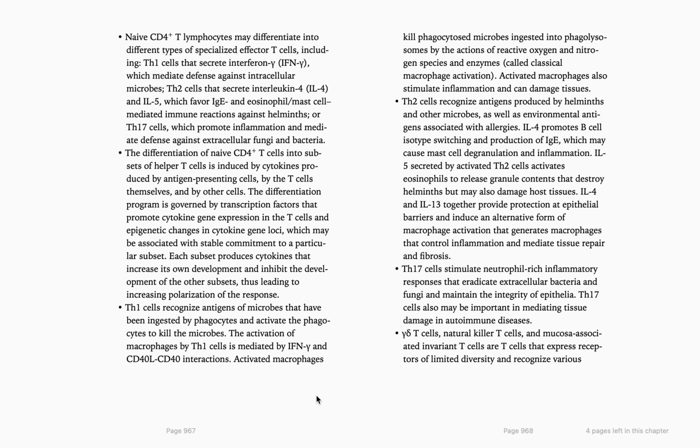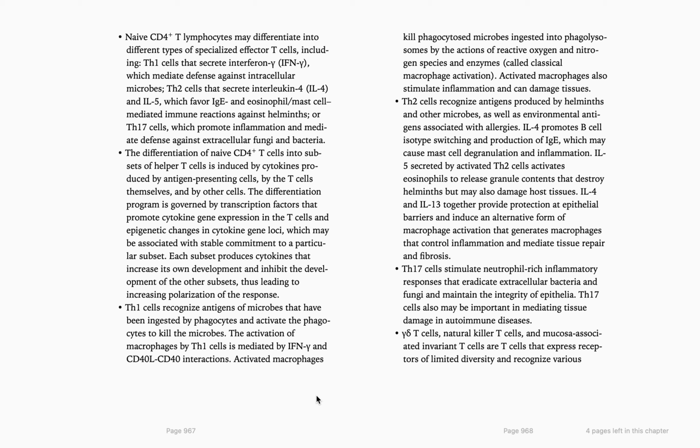Naive CD4 T lymphocytes may differentiate into different types of specialized effector T cells, including T helper 1 cells that secrete interferon gamma, which mediates defense against intracellular microbes, T helper 2 cells that secrete interleukin 4 and interleukin 5, which favor the IgE and eosinophil and mast cell mediated immune reaction against helminths, or T helper 17 cells, which promote inflammation and mediate defense against extracellular fungi and bacteria.